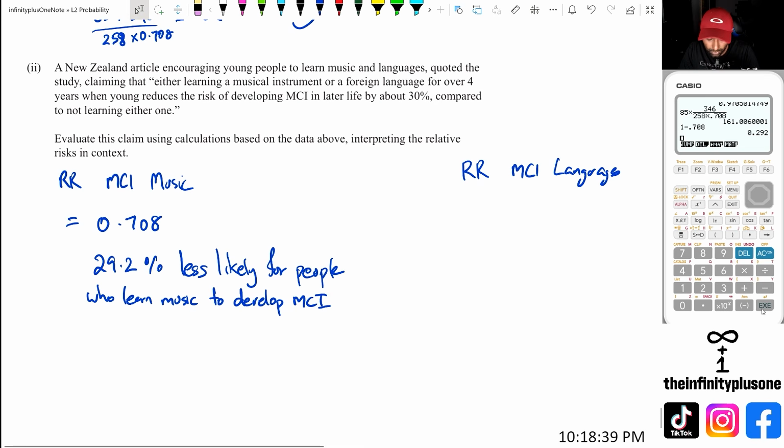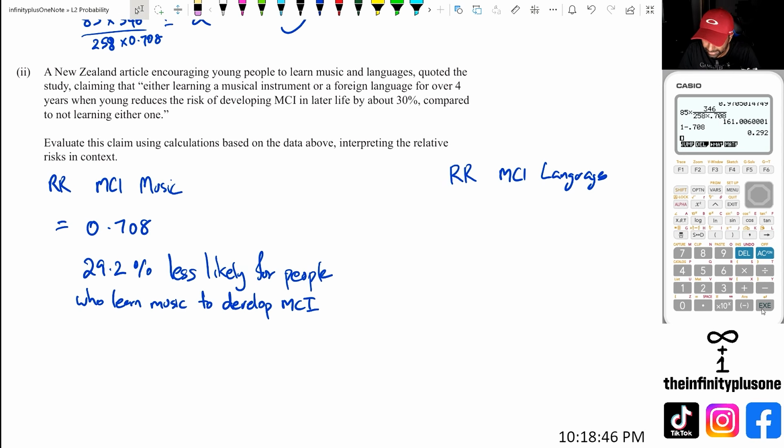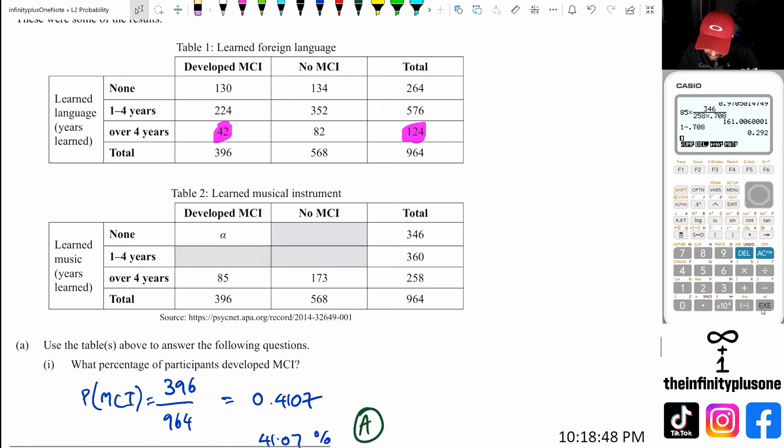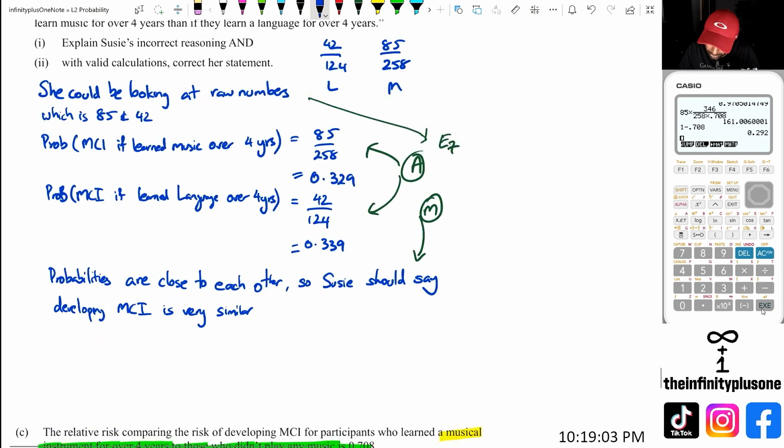So that's for the music one. Now we need to do the language one. To do the language one, we actually need to go back to our original table. If we look at it, we are looking at developing over 4 years, which is 42 out of 124. And then none is 130 out of 264. So 42 out of 124.